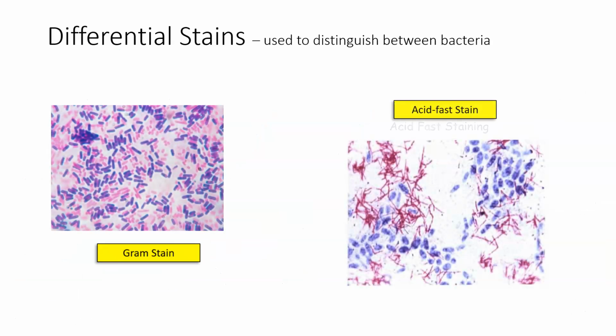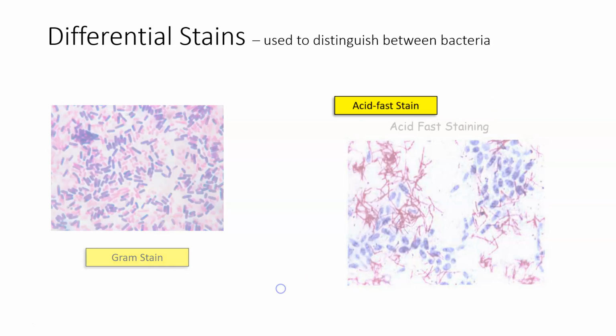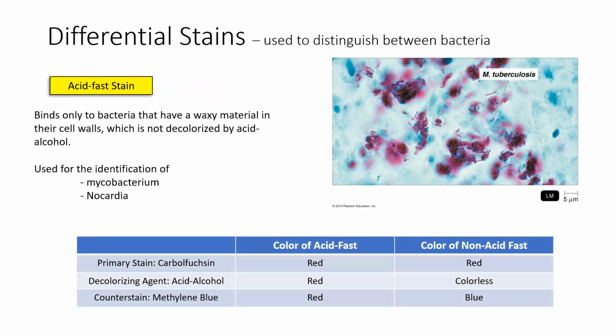Again, we will do that technique many times in lab. Now, if we differentiate our differential stain techniques from gram stain, now we go to acid-fast stain. In an acid-fast stain technique, we're going to do multi-step staining, but the stain is going to bind only to bacteria that have a waxy material in their cell walls. We call those acid-fast bacteria. And we use this technique to identify Nocardia and Mycobacterium, which are pathogenic.